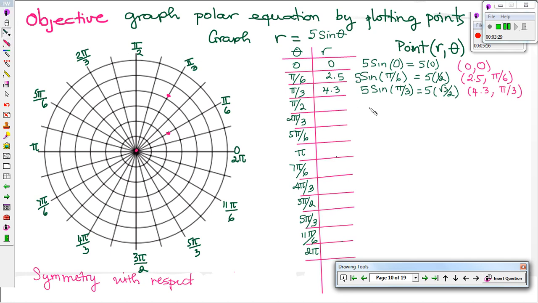Now next we substitute theta for pi over 2, so we have 5 times sine of pi over 2. Now sine of pi over 2 is 1, so we have 5 times 1. Now 5 times 1 is 5, so now we have the point 5, comma pi over 2. We go to the graph. I'm looking for the terminal side of pi over 2. I'm going to count from the pole: 1, 2, 3, 4, and 5.